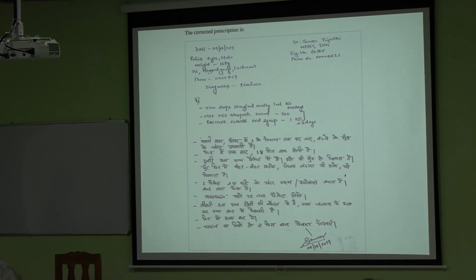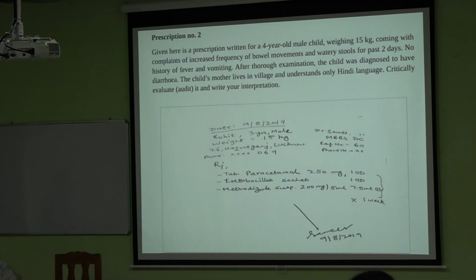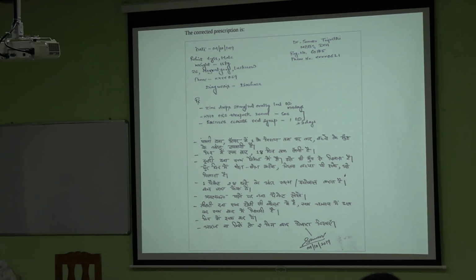One more thing about this prescription: you can see the child's mother understands only Hindi language and you cannot write Hindi. So what you can do is mention in the prescription that you have asked somebody as an interpreter to help you communicate to the mother of the patient. If you mention this point, even if you do not write the whole thing in Hindi, it will be sufficient. Understood? That this patient's mother has been counseled properly by the interpreter in their own language. This much is sufficient.